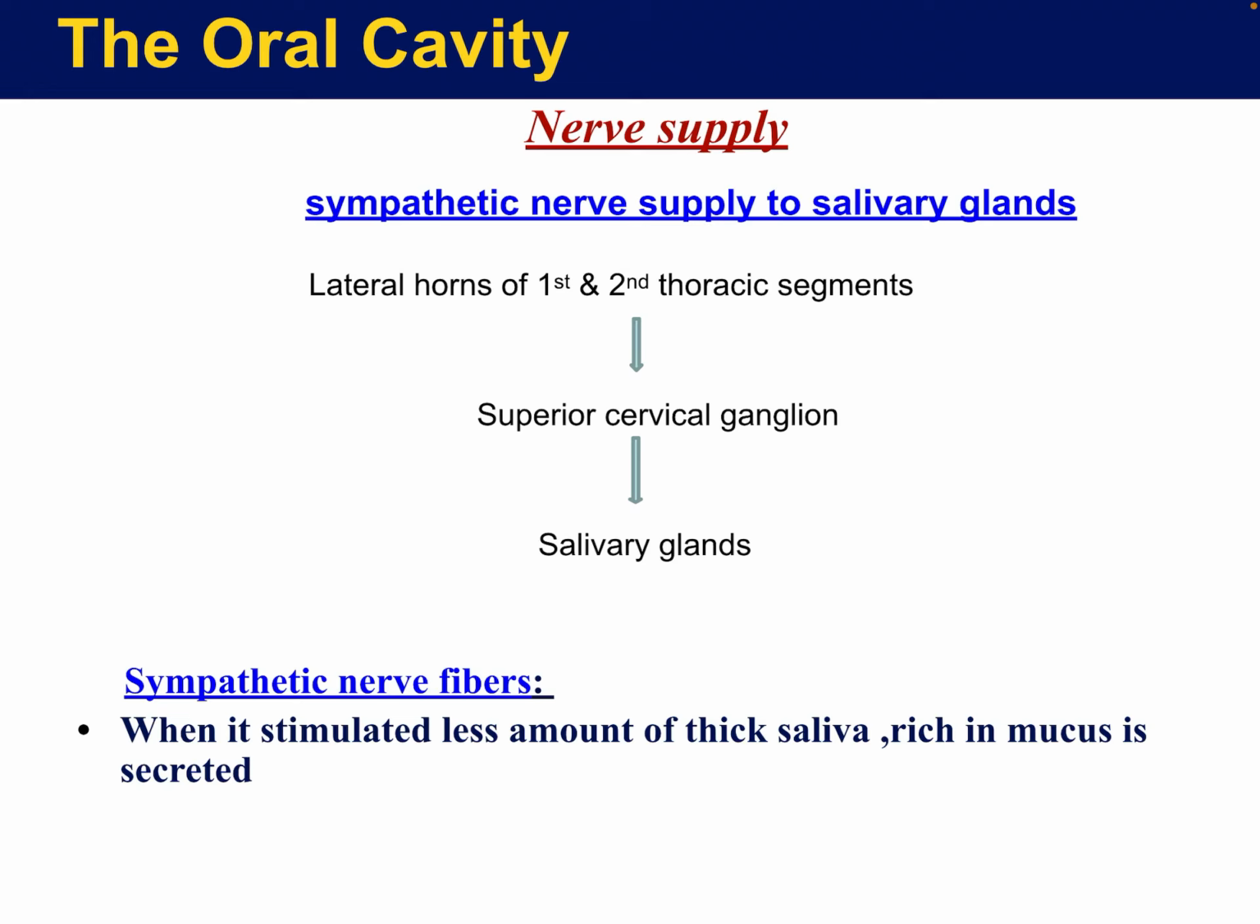Postganglionic fibers arise from this ganglion and are distributed to the salivary glands along the nerve plexus around the arteries supplying the glands. And when these nerve fibers are stimulated, a small amount of thick saliva rich in mucus is secreted.